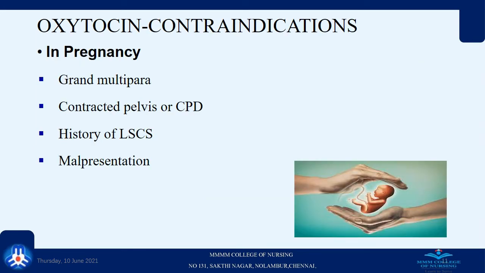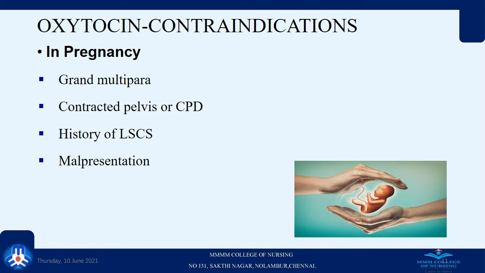So next we can see what are all the contraindications of oxytocin. It is divided into contraindications in pregnancy and contraindications in labor. In case of pregnancy, let's see what are the contraindications. First is the grand multipara, in the sense women who have given birth to 2 or 3 babies. So that is grand multipara.